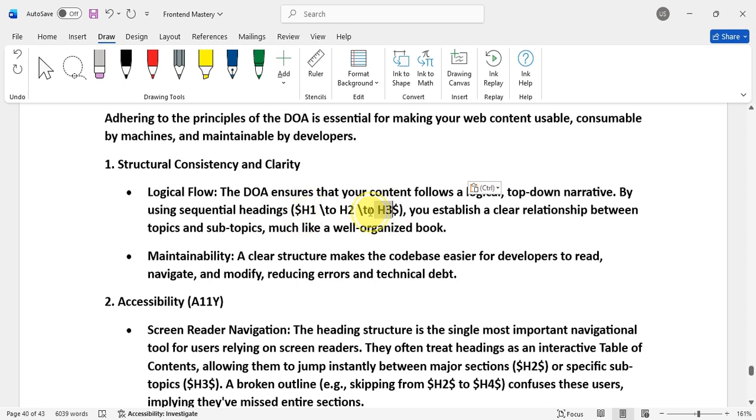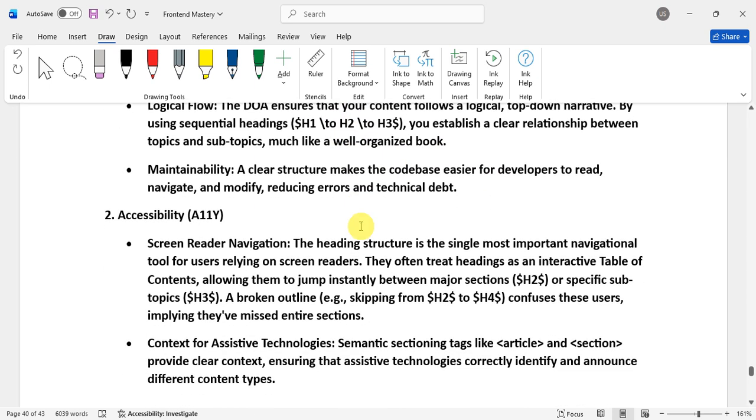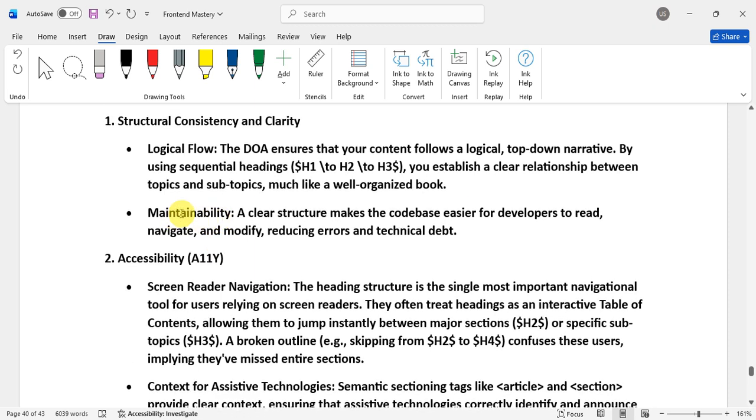That is why h1, h2, h3 should not be used for styling. We should use them for a hierarchical purpose: h1 is more important, h2 is less important or a subtopic, and h3 is a further lesser important topic or a subtopic of h2. Keeping that in mind, it is also for maintainability, so that a developer can maintain a code base very easily.